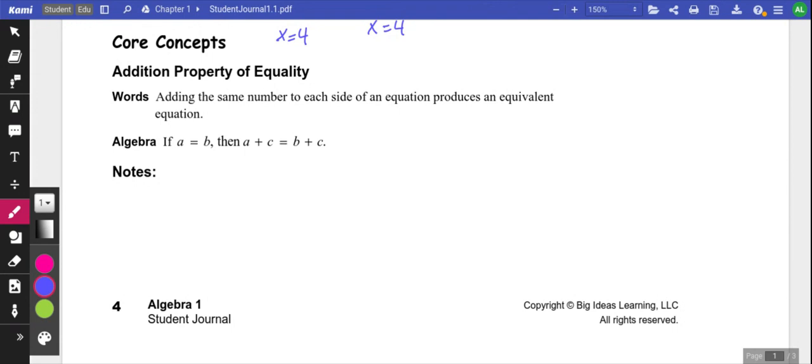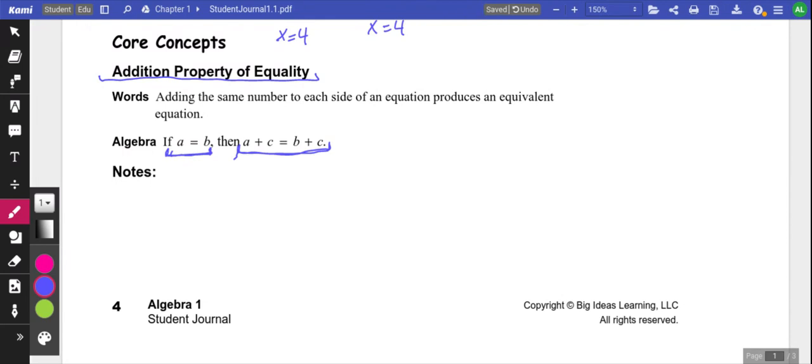All right, so the addition property of equality. That's one of those things that sound kind of confusing, it's in math speak. Adding the same number to each side of an equation produces an equivalent equation. All that means is if you have an equation where A and B are equal to each other, then if I add C to both sides, they're still equal.